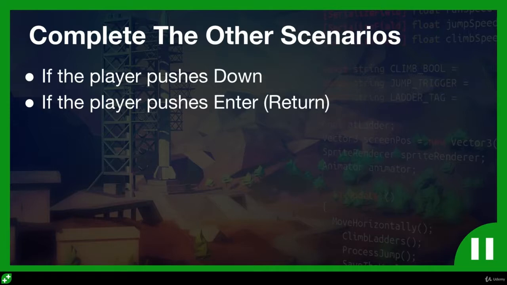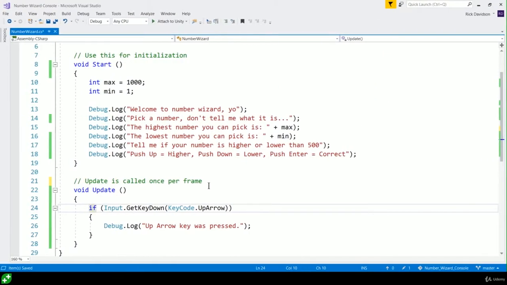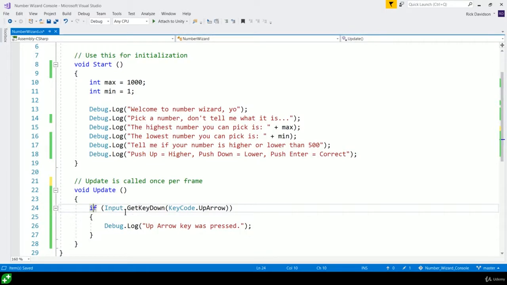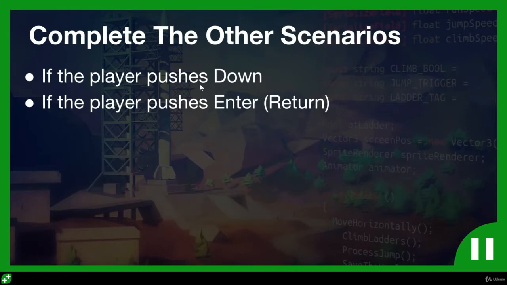So pause the video now, take on that challenge. If you get stuck, then have a look in the Unity documents we're just looking in, copy the same flow that we've gone through here in terms of the input get key down and the debug.log to do the other two scenarios, down and return, and I'll see you back here when you've got that done.